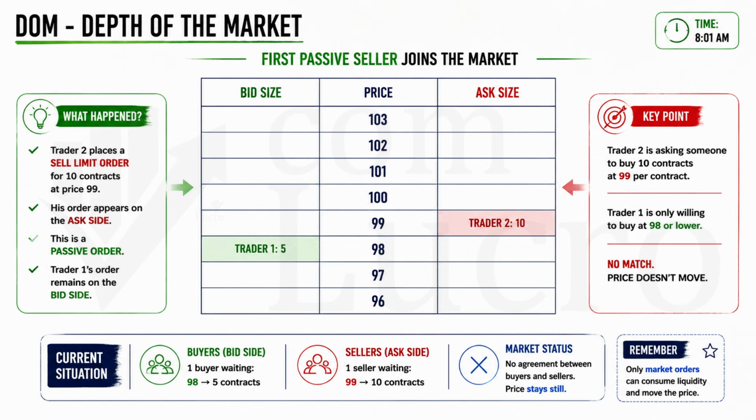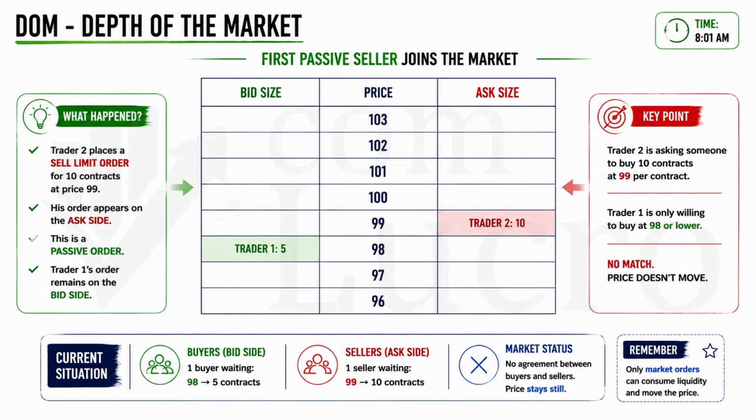He wants to sell 10 contracts at the price of 99. He specifies this price with a sell limit order, making him a passive seller. His sell limit order shows up on the ask side, indicating he is asking someone to buy 10 contracts at 99 per contract.